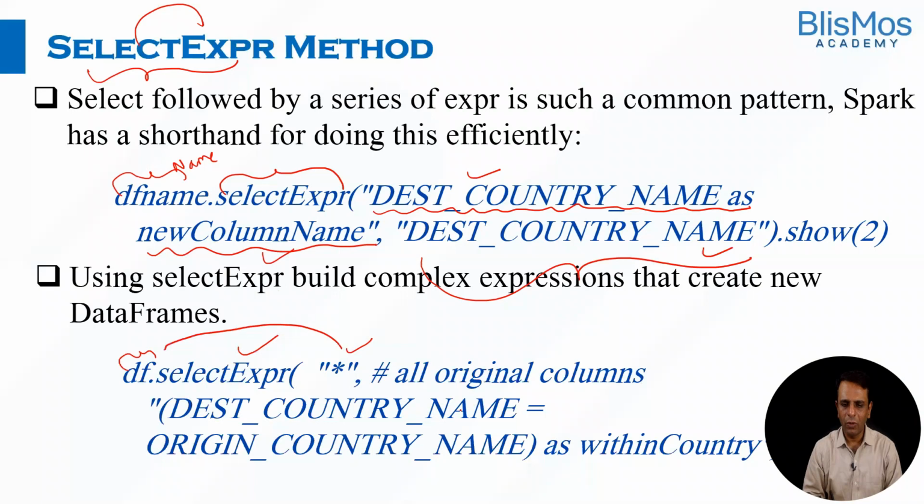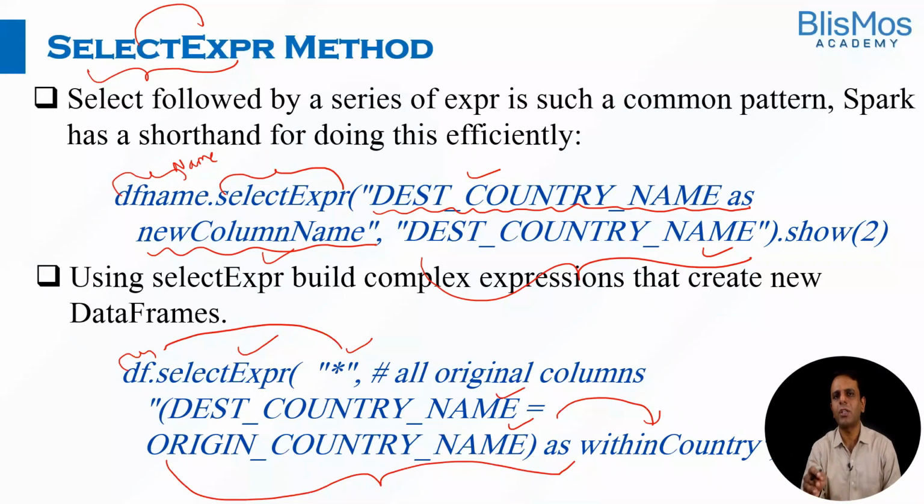And if you really notice here, what essentially we are trying to do is, we are checking whether records in this column are equal to this column and renaming the result as within country. So this is an expression to check whether a flight is originating within the same country and the destination is also the same country, and renaming that as the within country column. Isn't it wonderful? We can have an expression also. We can select the columns also.